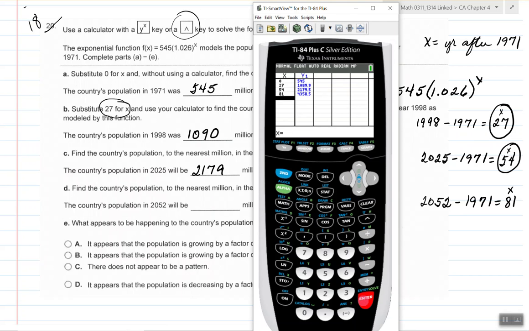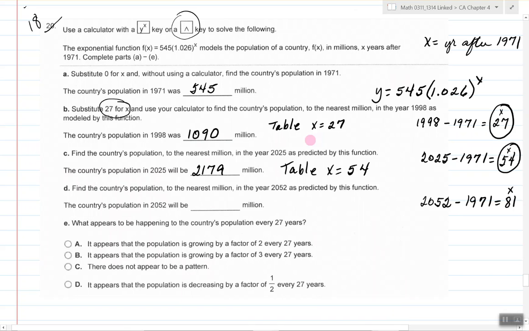81, enter. Go sit on that so you know exactly what it is. It is 4358. So don't round up. 4358. There was a 4 and some other stuff, so don't round up. Now, this was table X equals 81.